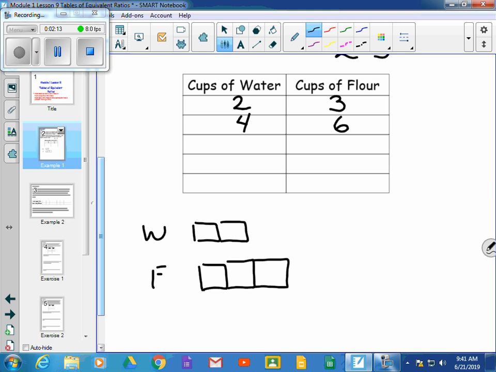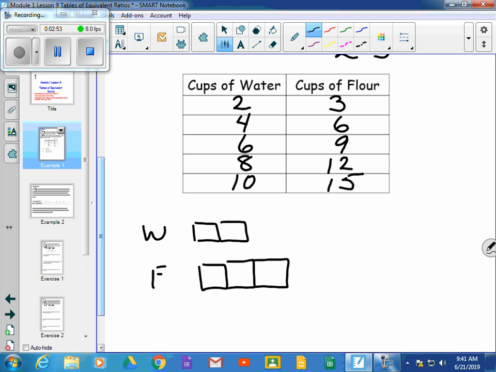If each of those pieces were worth 1, we'd have 2 to 3. However, what if each of those was worth 2? Now we would have 4 cups of water mixed with 6 cups of flour. What if we have each of those pieces worth 3? That would give us a ratio of 6 to 9. Another one would be 8 to 12, if each of those pieces were worth 4. And another one would be 10 to 15, if each of those were worth 5.